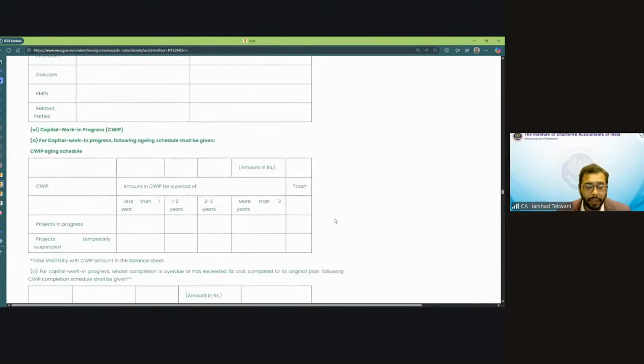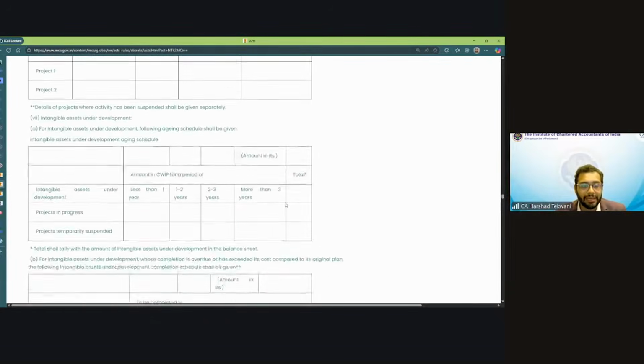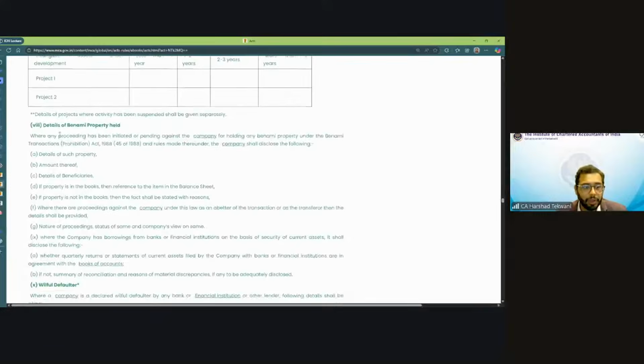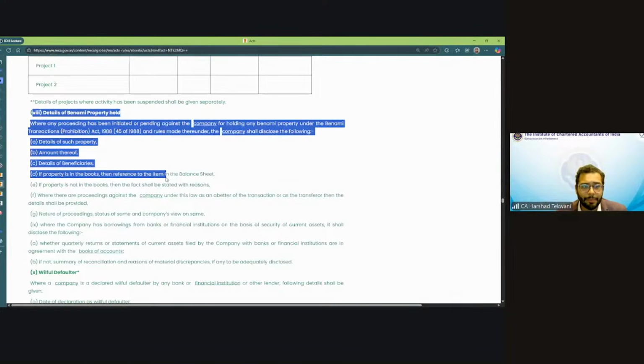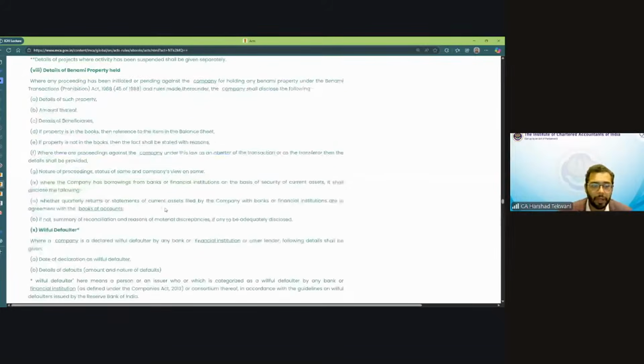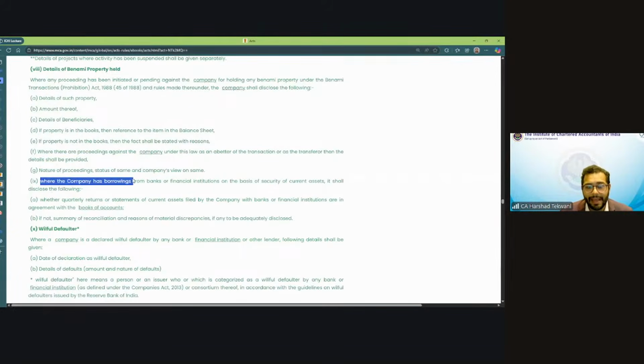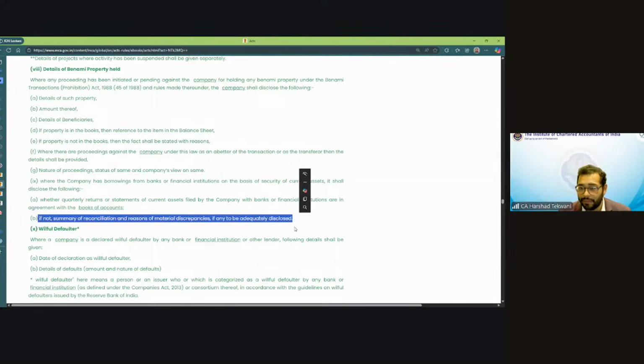Then we were talking about the quarterly returns. If I show you the details of Benami property held and the proceedings, everything. Remember, we discussed the Benami property one also. Now see, where the company has borrowings from banks or financial institutions on the basis of security of current assets, it shall disclose the following: whether the quarterly returns or statements of current assets filed by the company with banks or financial institutions are in agreement with the books of accounts. If not, a summary of reconciliations and reasons of material discrepancy, if any, are to be disclosed adequately.